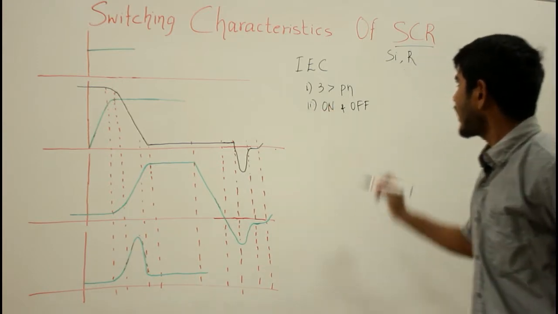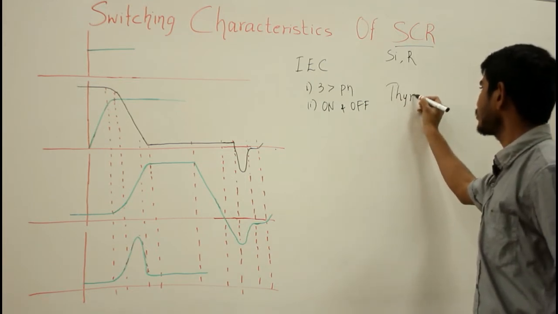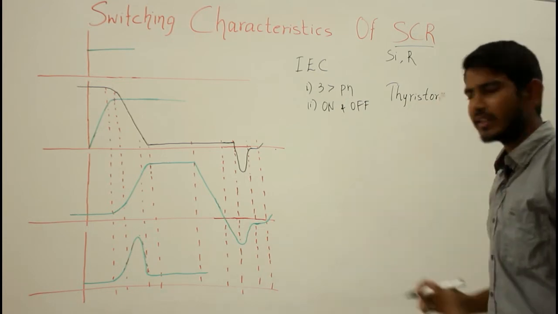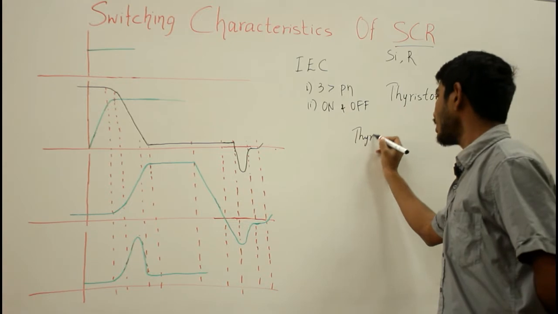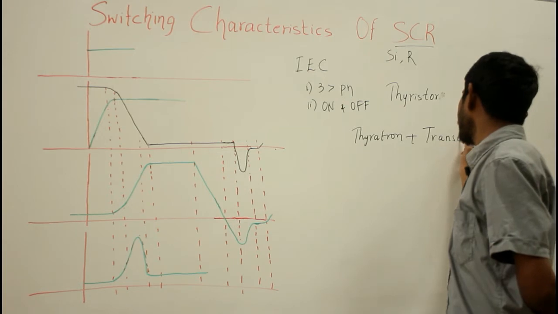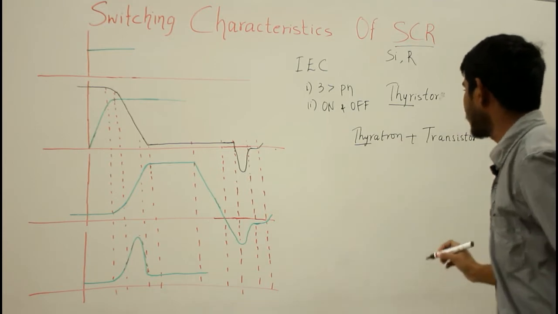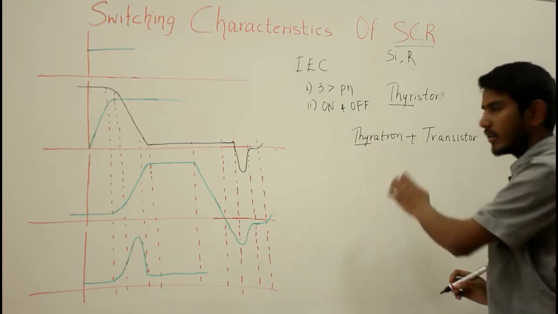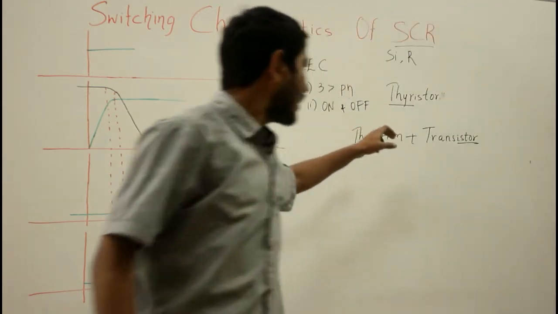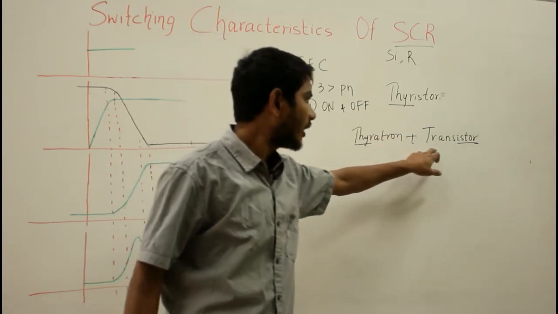So coming to the characteristics of the thyristor. The characteristics of a thyristor are a combination of the characteristics of the thyratron tube and the transistor. That's why the first 4 letters of thyristor, THYR, are taken from the thyratron tube, and the last 5 letters are taken from the transistor, because the characteristics of the thyristor are a combination of the characteristics of the thyratron tube and transistor.